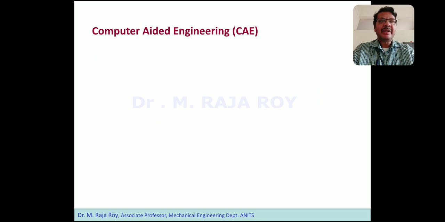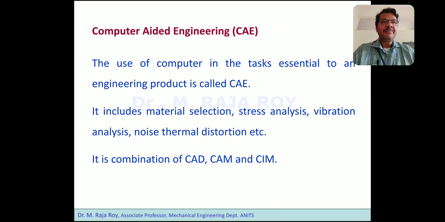Then what is computer aided engineering? Computer aided engineering means overall problem solving using computer systems at any level, either the design level, the manufacturing level, or the analysis level. Any typical engineering problem you are taking, where you use computer systems to solve that problem, we can call computer aided engineering. So it combines CAD, CAM and CIM also. The total scenario we call computer aided engineering.